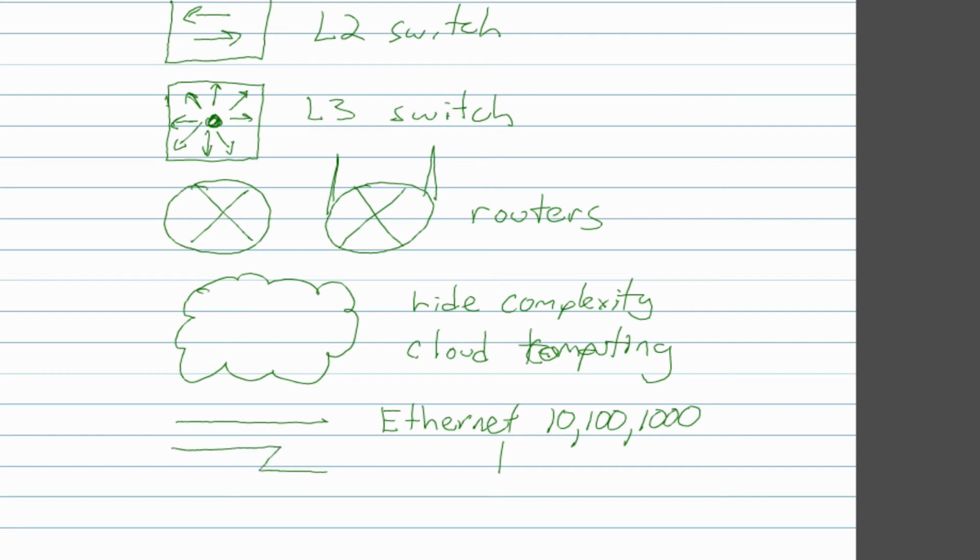The lightning bolt symbol is a generic symbol for a serial connection, typically associated with wide area network connections. And finally, if we draw wave fronts, this is typically used to indicate a wireless connection. So using this basic vocabulary of symbols, we can draw a fairly diverse set of networks.